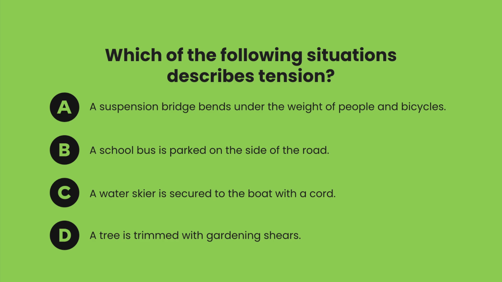Which of the following situations describes tension? Is it A, a suspension bridge bends under the weight of people and bicycles? Is it B, a school bus is parked on the side of the road? C, a water skier is secured to a boat with a cord? D, a tree is trimmed with gardening shears.